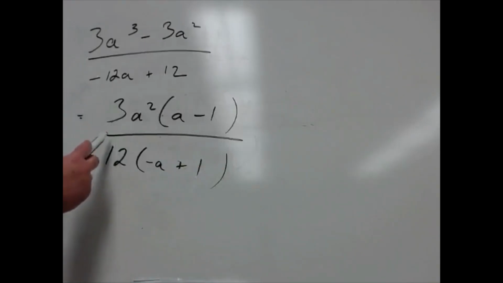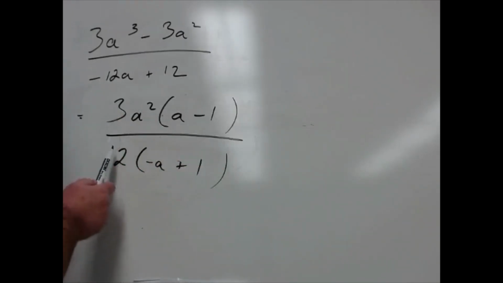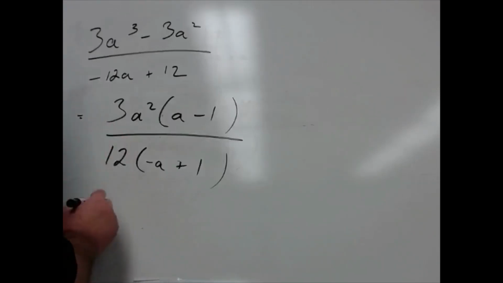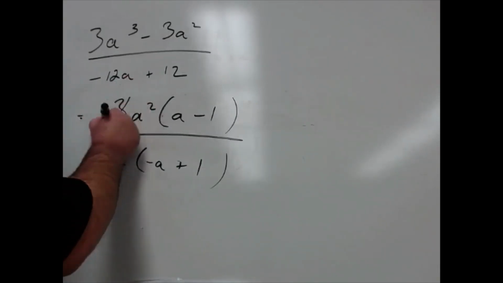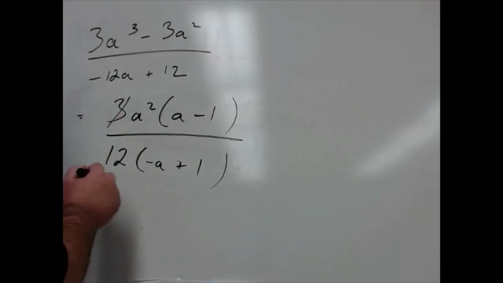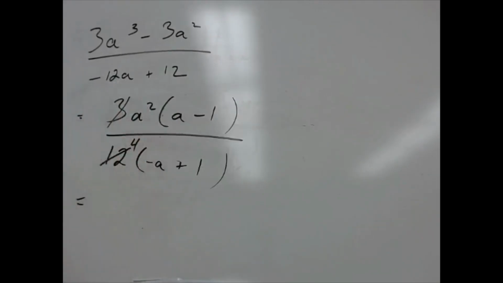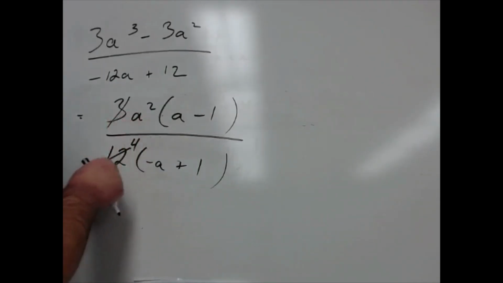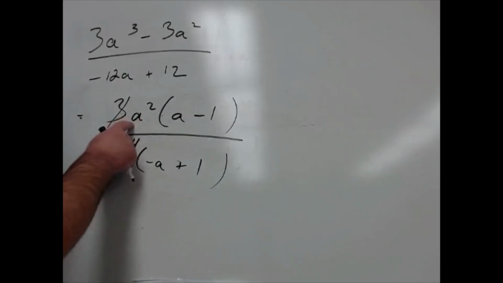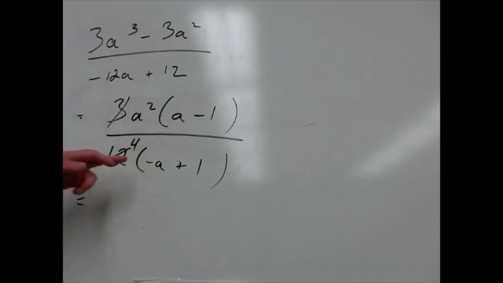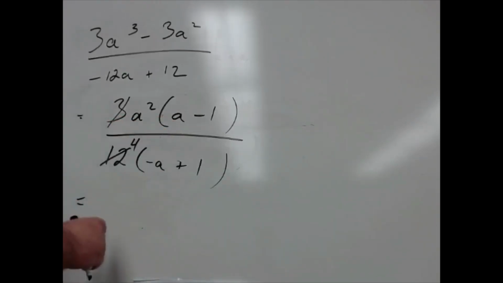Now to simplify this, I look at my coefficients. 3 and 12 can reduce. They're both divisible by 3. So this would give me, quite simply, reducing that. Gets rid of that altogether. 12 divided by 3 gives me 4. I've got an a squared term here, but I don't have any a's out here, so I can't really do anything with that.